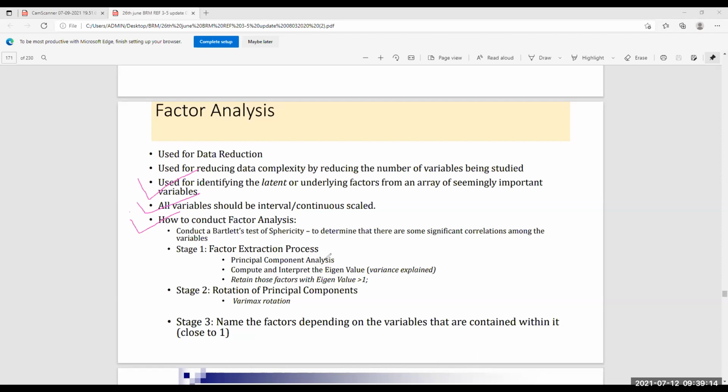Then compute and interpret the eigenvalue. Eigenvalue basically is a value which explains the variance that each item has among the many items that are used. And the factors that will be kept are those whose eigenvalues are more than 1. Okay, again, the eigenvalues are given in the sample output in the case. That is why the cases are very important, because one is to understand the theory of factor analysis, but the second most important is to understand how factor analysis, like I have discussed about discriminant and logit, is actually applied in real life.